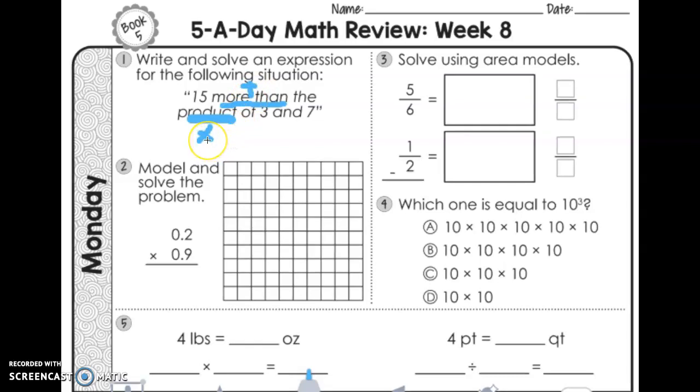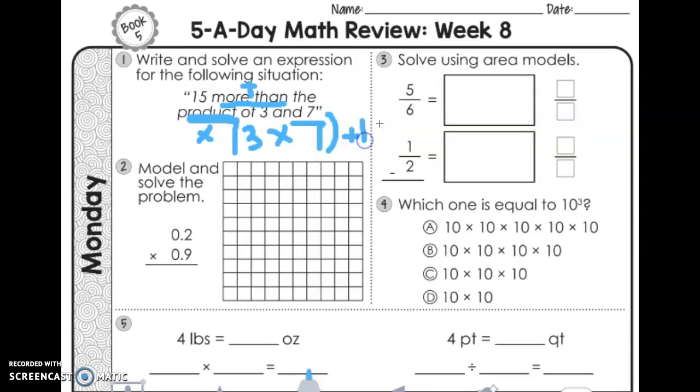So I know that when I'm doing my order of operations, parentheses, exponent, multiplication is going to come before addition. So I'm going to start with that. So I'm going to start with the product of 3 and 7. So 3 times 7. If you want, you can put those in parentheses, but you don't have to. So 3 times 7, and I want 15 more than the product. So I'm going to add, so plus 15.